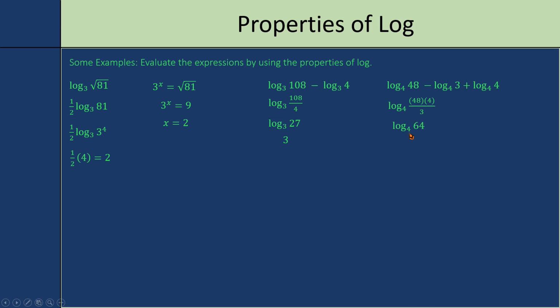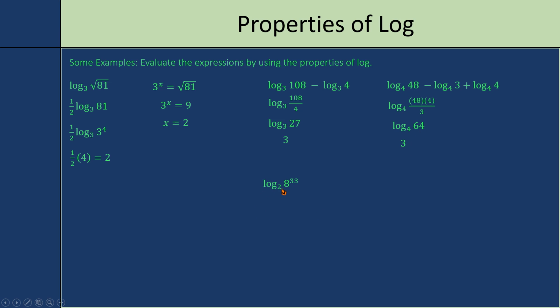Now think about this. 4 raised to the what gives you 64? I think third power. 4 times 4 is 16 times 4 is 64. So you can simplify this. Now, if this number was like a 5, 5 can't give you 64. So you can't simplify that. That's when you need a calculator. Okay. We'll talk more about that later.